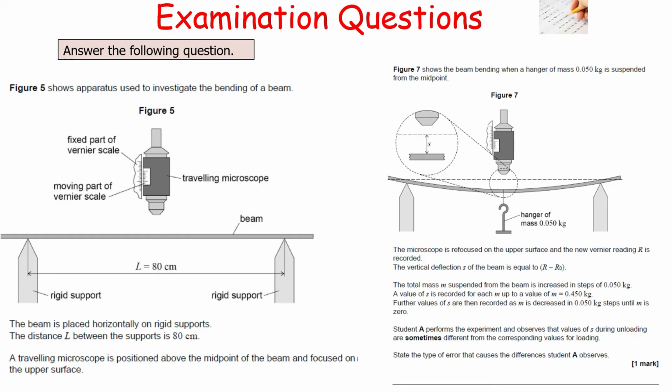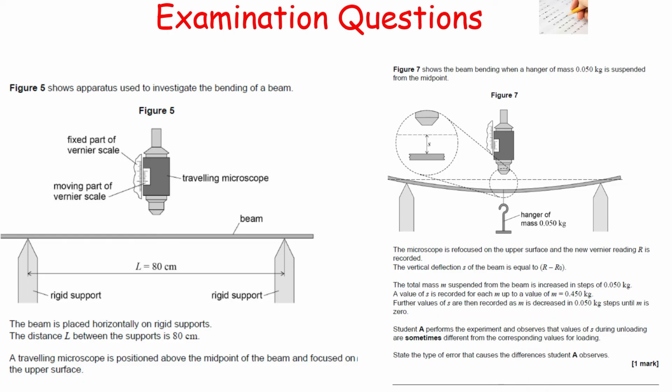Student A performs the experiment and observes that the values of S during unloading are sometimes different from the corresponding values during loading. State the type of error that causes the difference student A observes. So pause the video now, then unpause the video when you want to go through your answer.